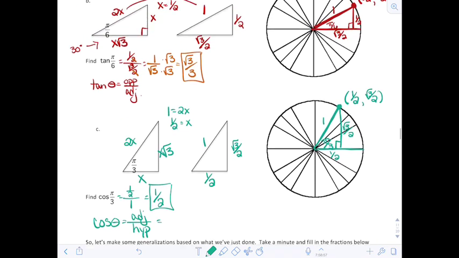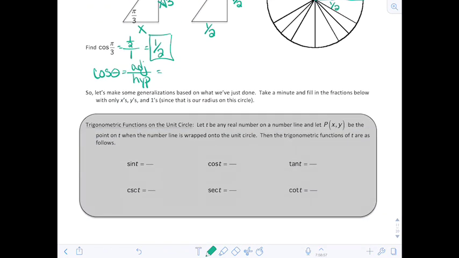Okay, so now, based on the patterns that we've seen from labeling those triangles, we're going to make some generalizations that will carry us through a lot of this material based on what we just did. So we're going to use x's, y's, and 1's to generalize some of these trig functions.